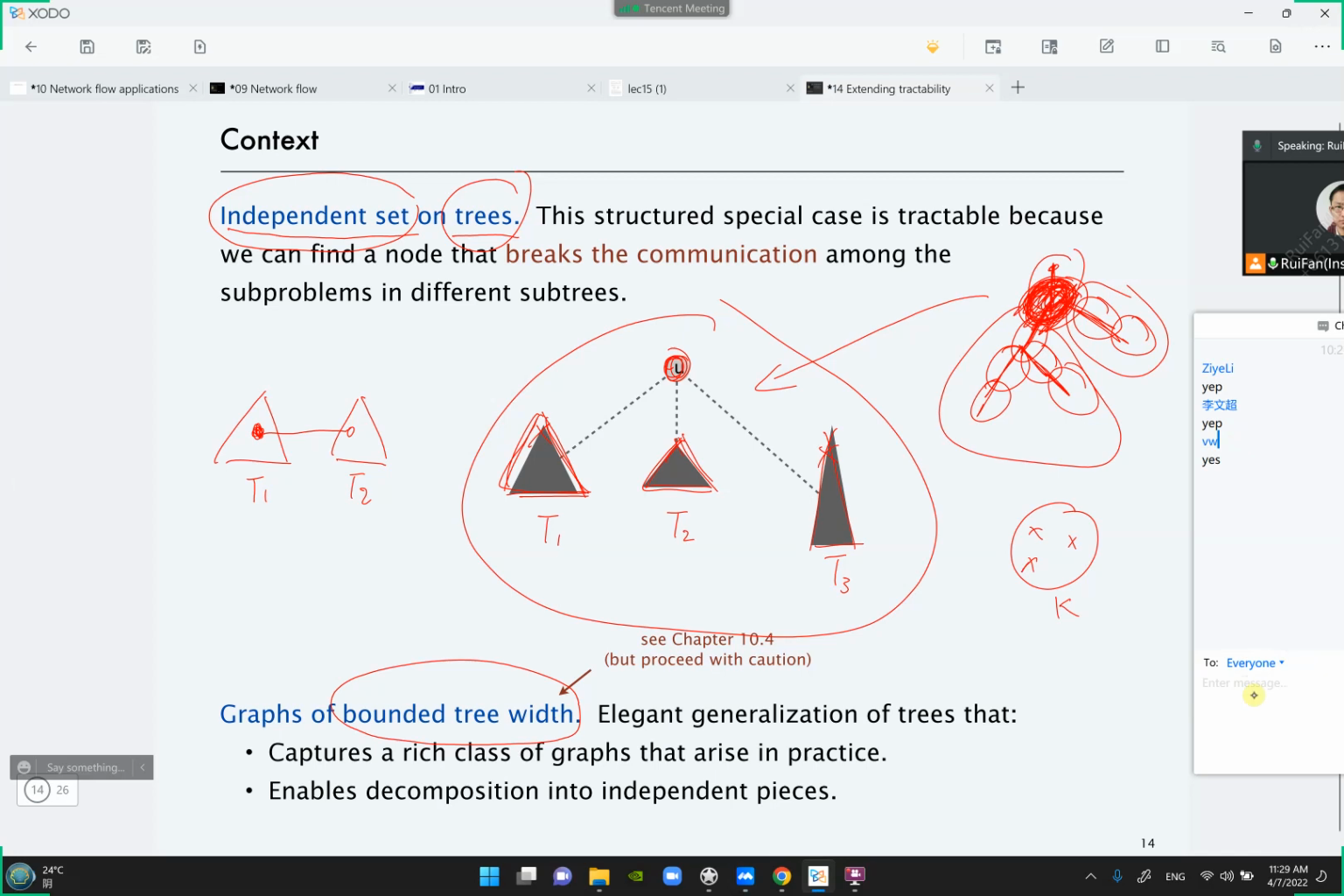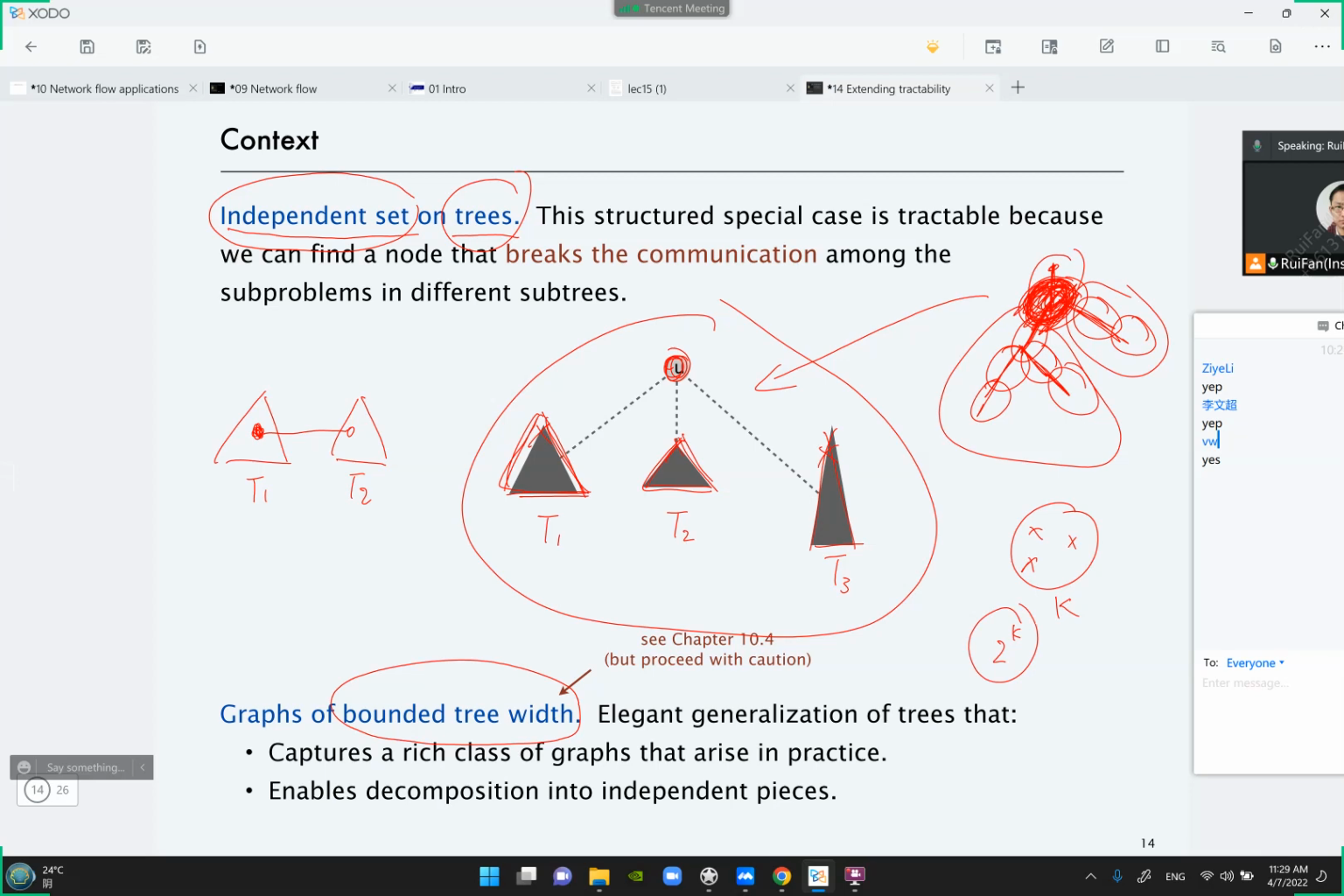So if you have k nodes in your supernode, then the number of possible settings for these nodes is actually exponential. It's like 2 to the k. If you're trying to solve independent set on this problem, then you can either choose to include or not include any of these k nodes. So there are 2 to the k number of choices for that supernode.